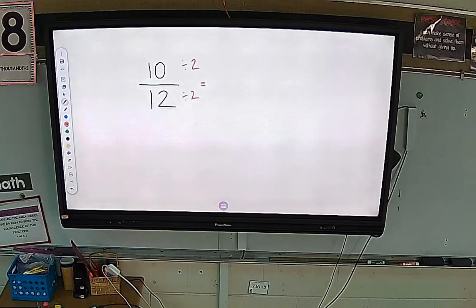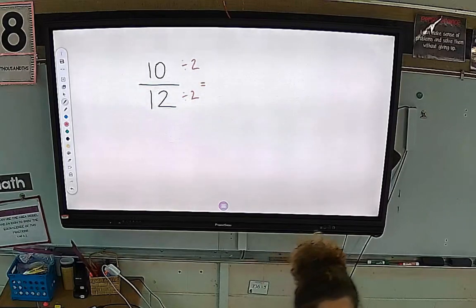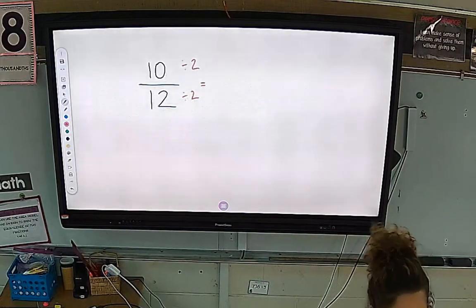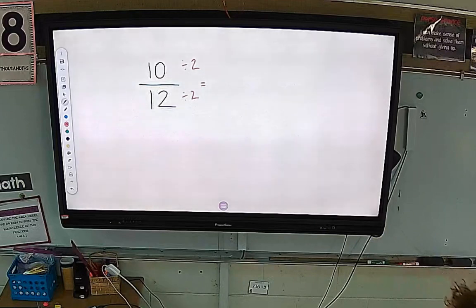10 divided by 2 is not 10. How many times? 10 divided by 2. How many groups of 2 can I get out of 10? But guys, you're seeing a lot of fact families here. When you have a 10 and you have a 2 in multiplication and division, what's the missing number? Don't say it. We'll say it in a second.